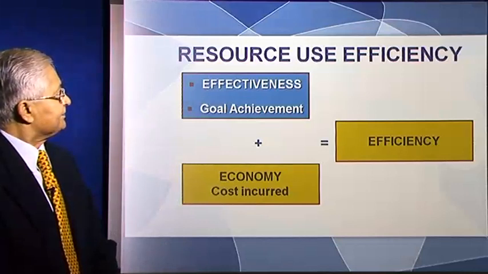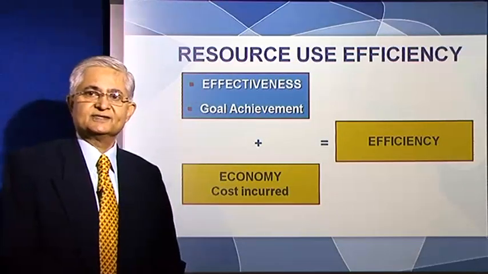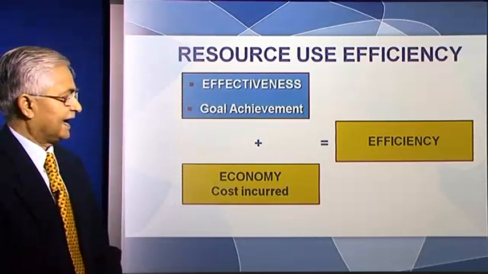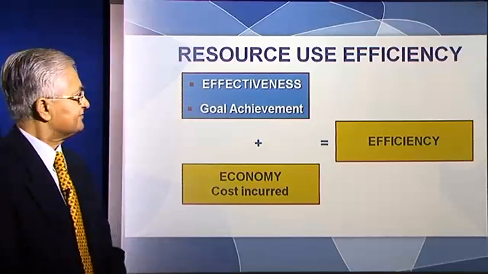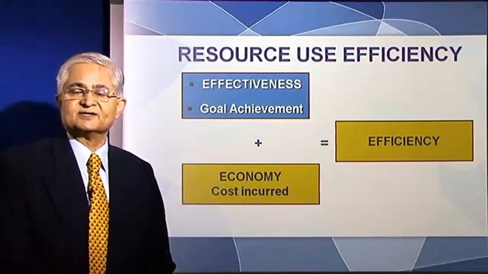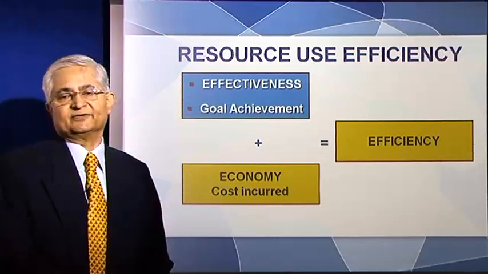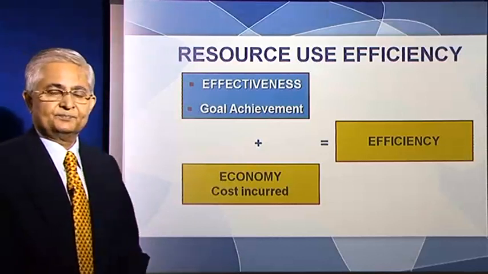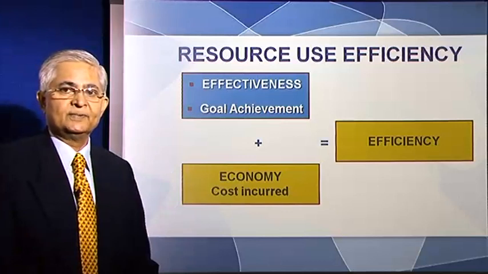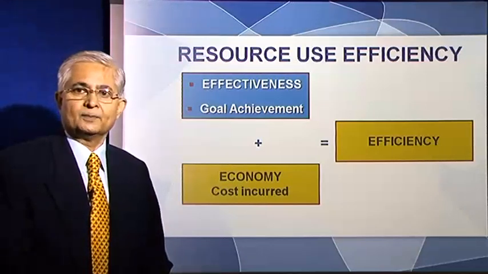Let's look at how efficiently a resource is used. Efficiency is a combination of two things. It is a combination of effectiveness and economy. What is effectiveness? Effectiveness is the degree to which the goal is achieved. An effective activity is one which achieves the goal of that activity. And what is economy? Economy is the cost incurred in doing this. So efficiency is a combination of effectiveness and economy. Efficiency is achieving the goal in the most optimum manner.